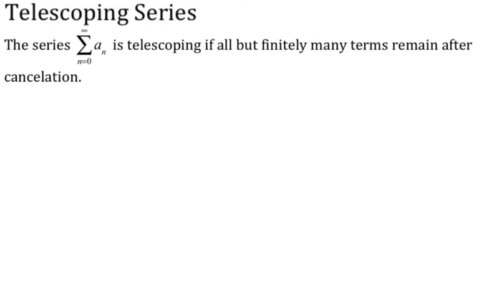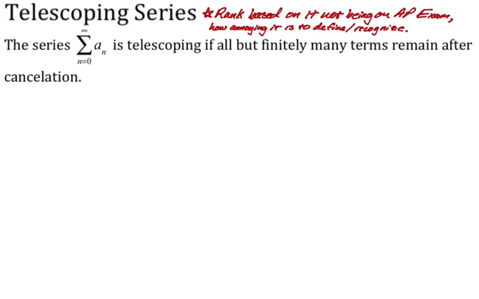So telescoping series, going to be my first C rank. So here's a telescoping series. The series, the sum of a sub n, is telescoping if all but finitely many terms remain after cancellation. So why would I put this at C rank? Well, it's not on the AP exam, so I don't know why. It could totally be on the AP exam, and I bet someday it will be, because you tend to do partial fractions on these. I'll talk about that in a second.